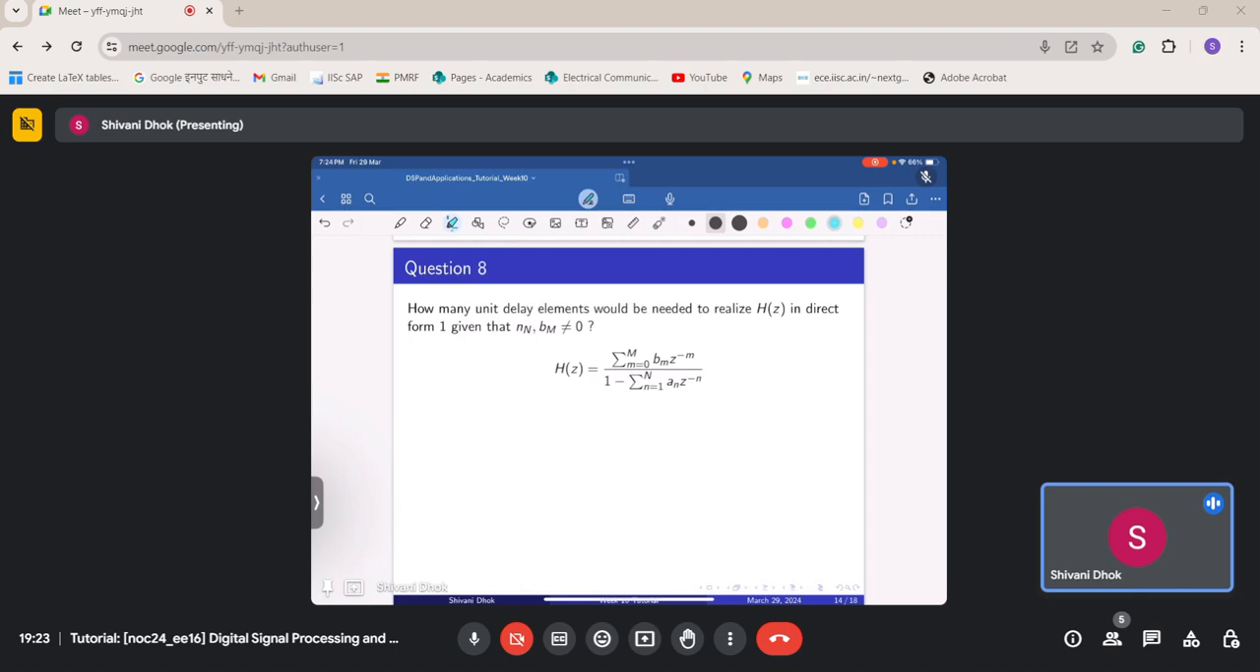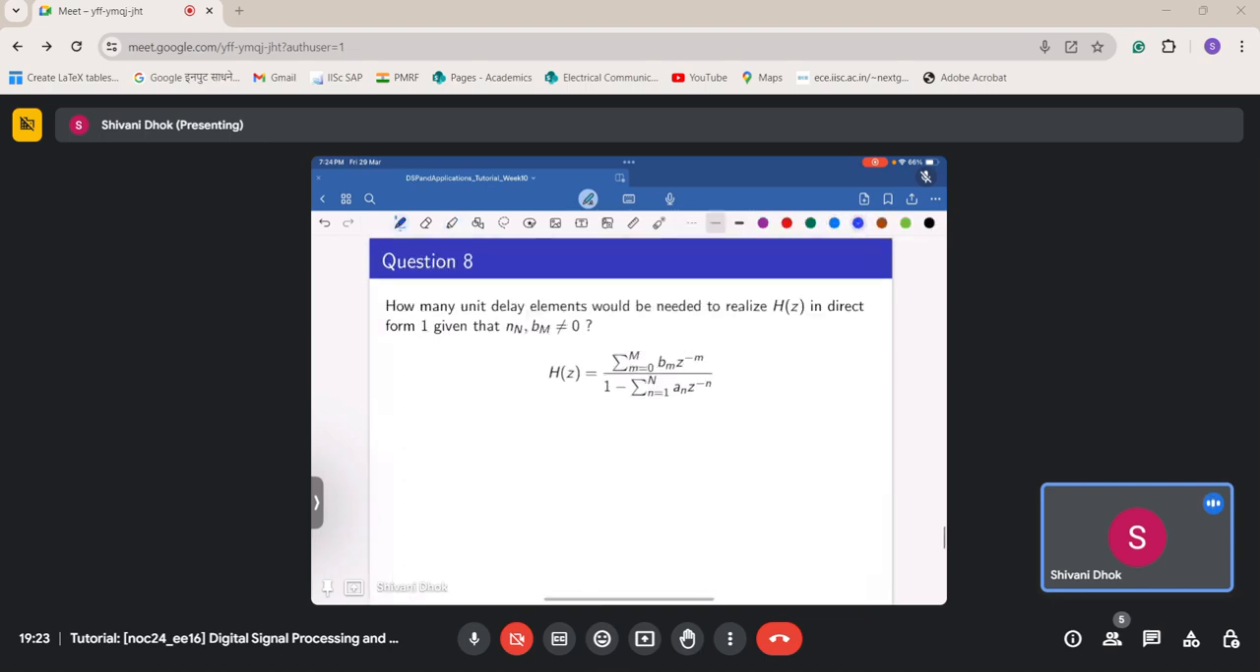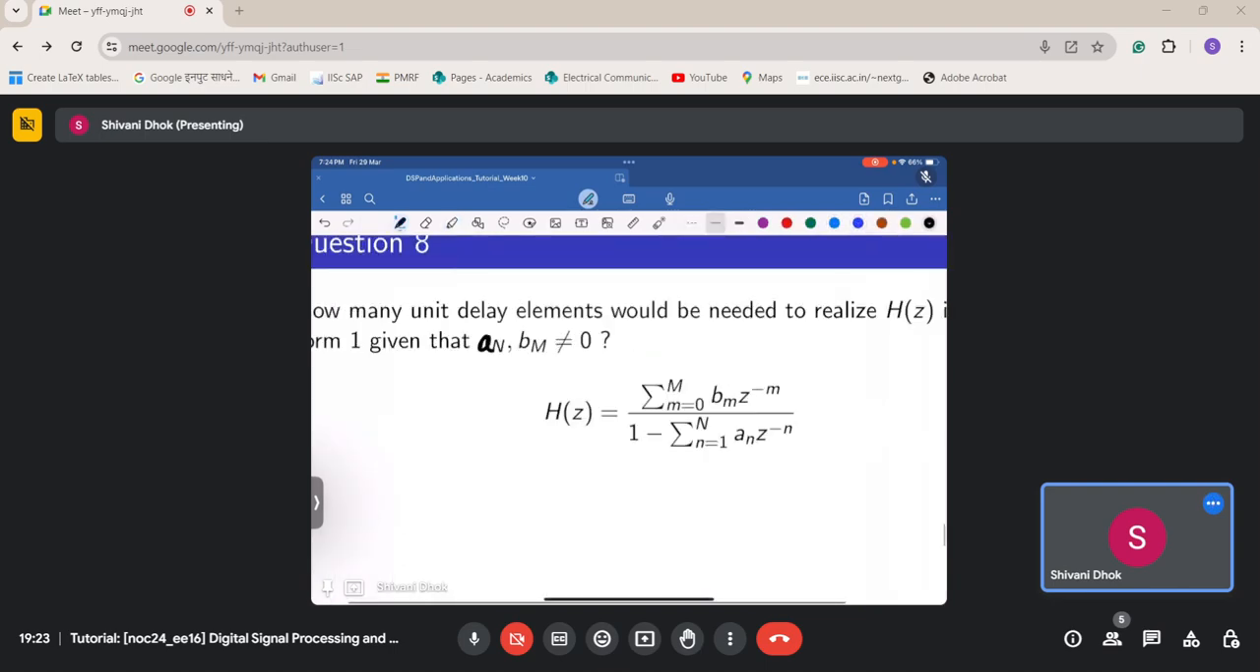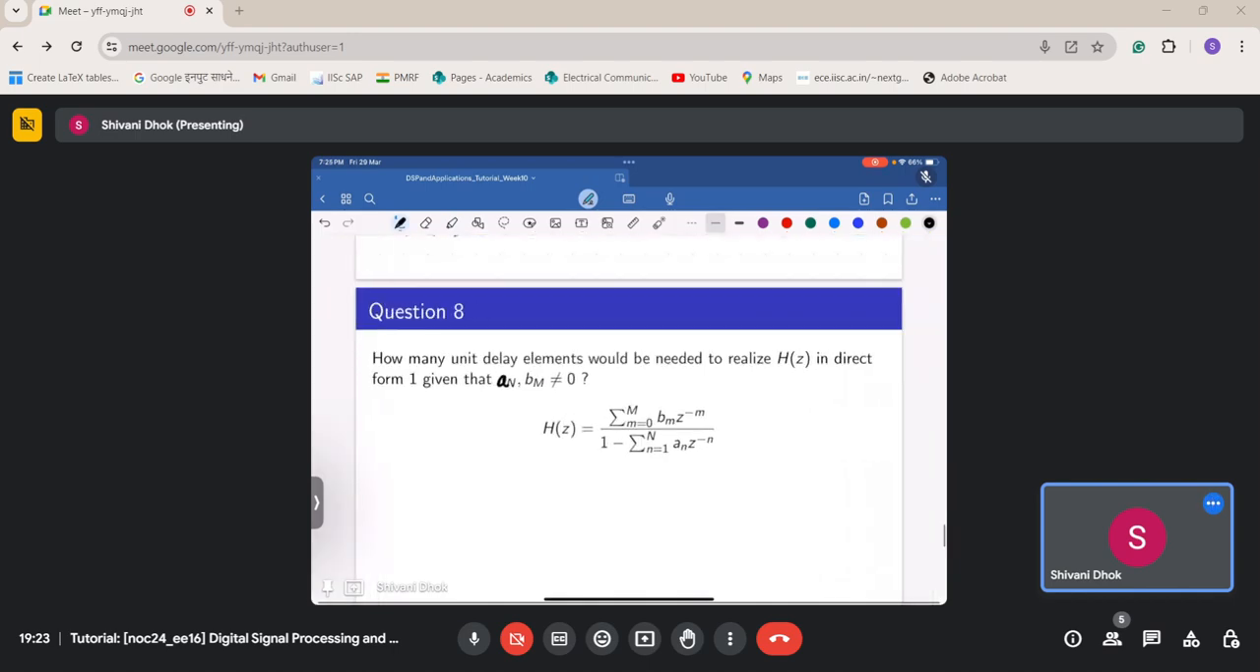Yeah. So now the next question says: how many unit delay elements would be needed to realize H of z in direct form 1, given that a_N and b_M are not equal to 0. Okay, so this much information is given to us. So let us try to solve this question.